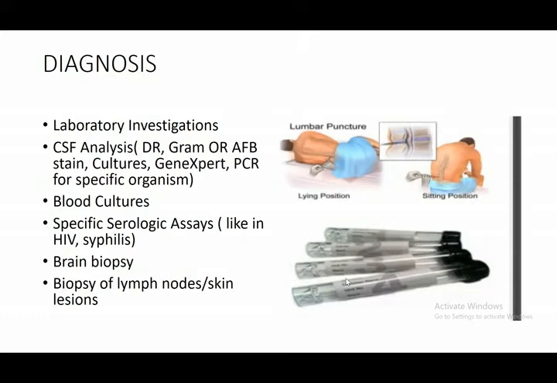For every CNS or systemic infection, you have to start with baseline investigations, general investigations, and specific investigations. These include CSF analysis, with detailed reporting, Gram staining or AFB staining, cultures, and GeneXpert, which is very important for TB detection, and PCR for specific organisms. Blood cultures are also important as corroborative tests in CNS infections. Specific serological assays, for example for neurocysticercosis and HIV, are very important.